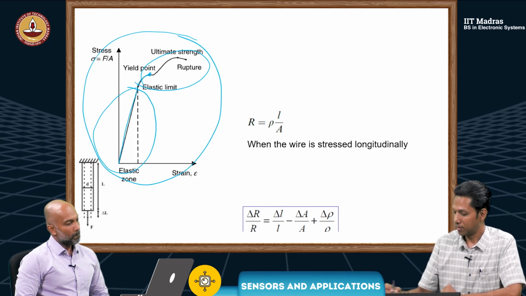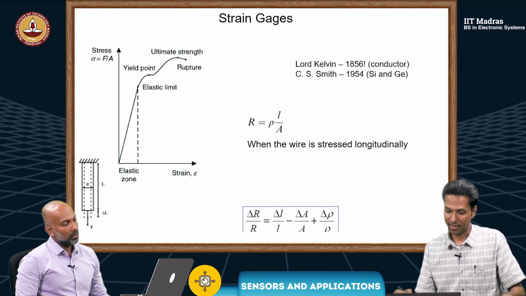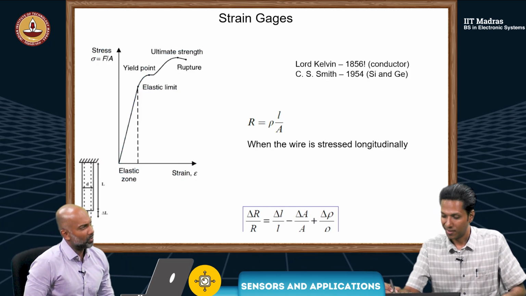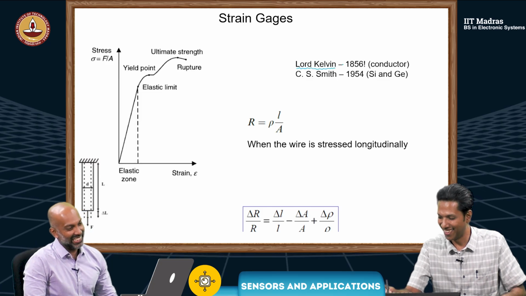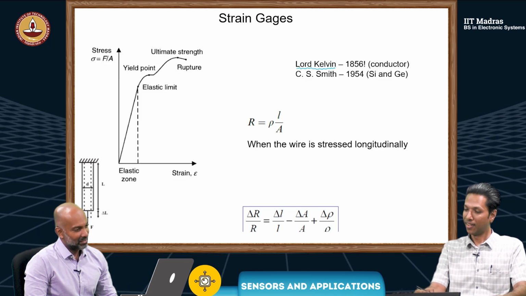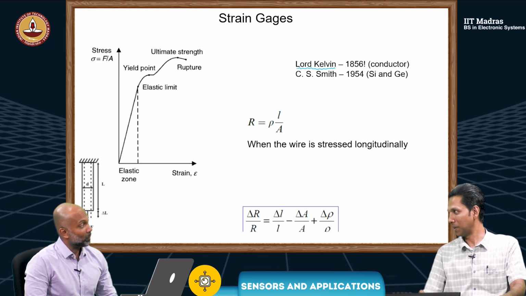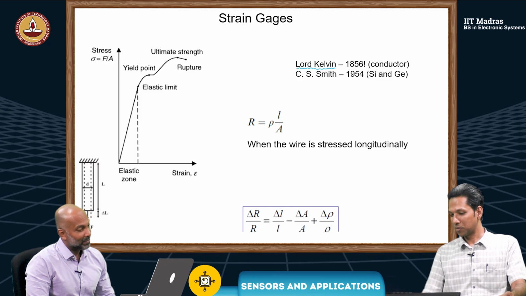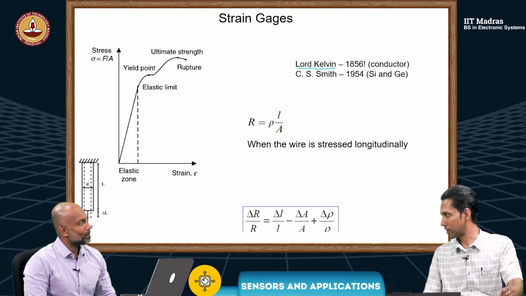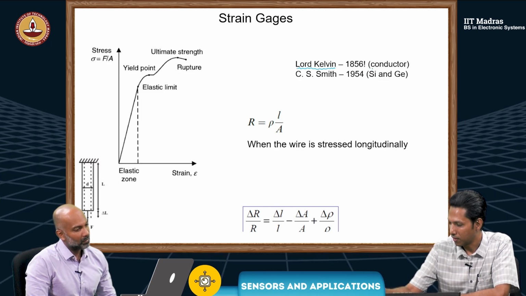In this discussion we had, delta R by R is this. Yes, that's what you derived. Lord Kelvin is a really great scientist. He invented this in 1856. This kind of idea, saying that there is dimension change like this, you can make use of this to measure some physical parameters. And that was primarily for conductors.